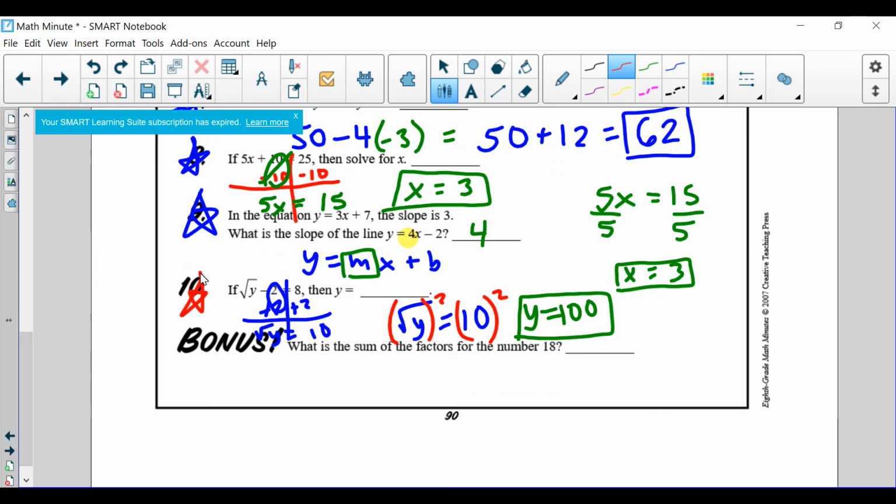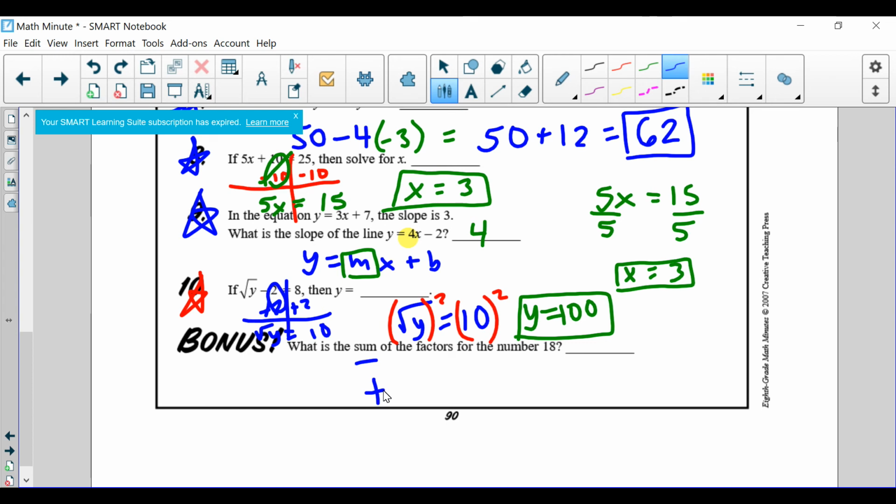Alrighty, last one, here we go. It says the sum of two factors for the number 18. What is the sum of the factors for the number 18? Well, let's talk about sum. Sum is just a fancy way of saying plus. Factors means what multiplies to 18, like what makes 18.